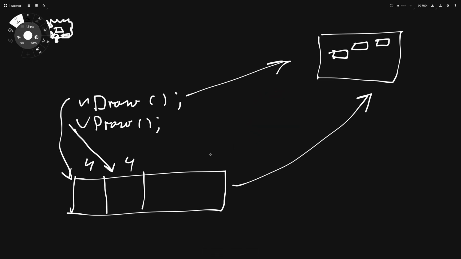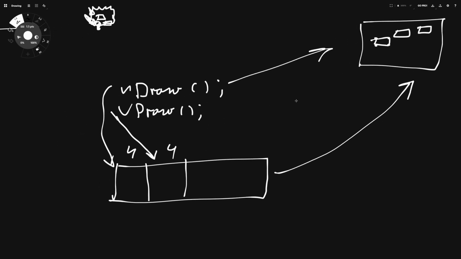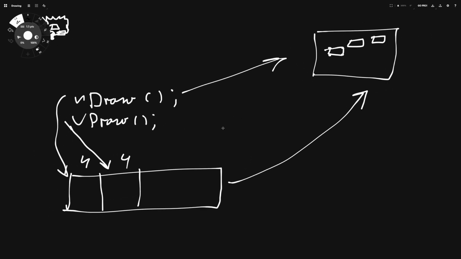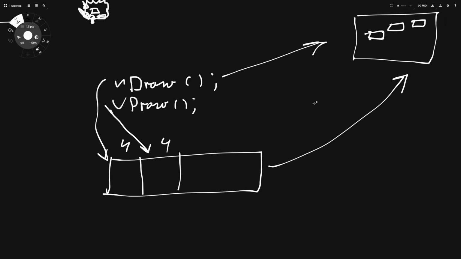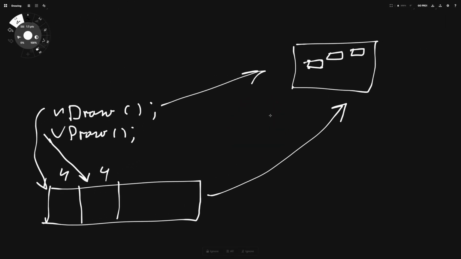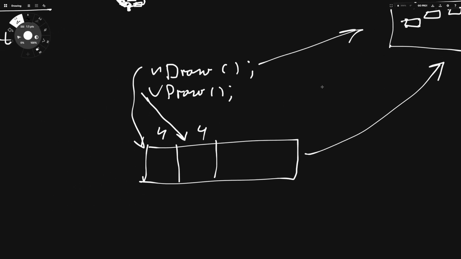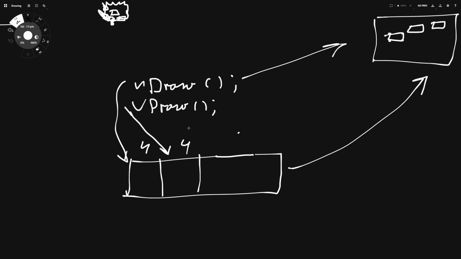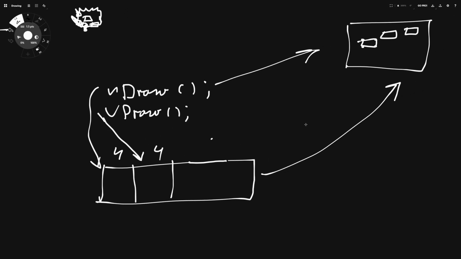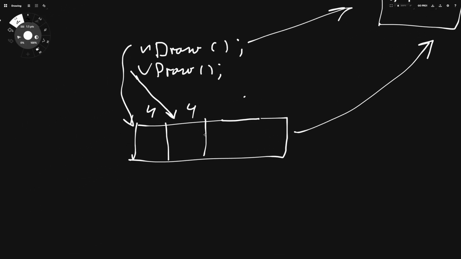But if you draw 100 or maybe 1,000 or 10,000, then you will definitely notice the difference in performance, because you will see exactly the same picture, but the performance will be really different. And this process of taking the data for each draw call into a buffer and then flushing the entire buffer is called batch rendering.